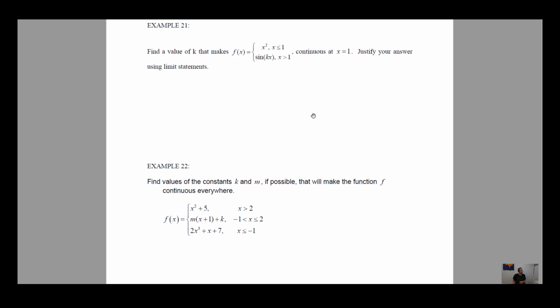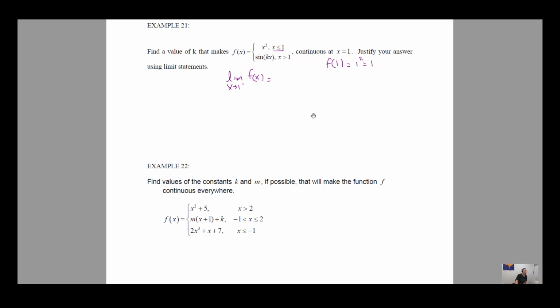Let's find a value of k that is going to make this continuous. So right now I don't know if it's continuous. I'm going to force it to be continuous. And I already know that I can plug in 1 because this condition says x less than or equal to 1, and I can see then that f of 1 is going to be 1 squared, which is 1. So I just need to make sure the limit exists. So what is the limit as x approaches 1 from the left of f?